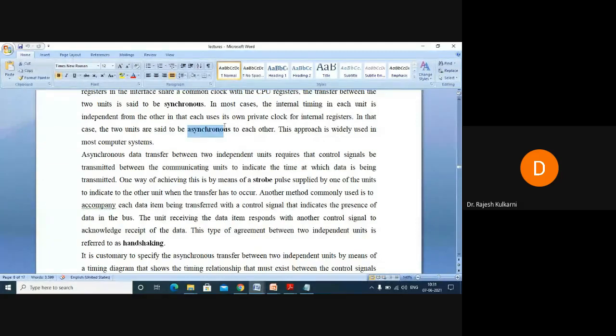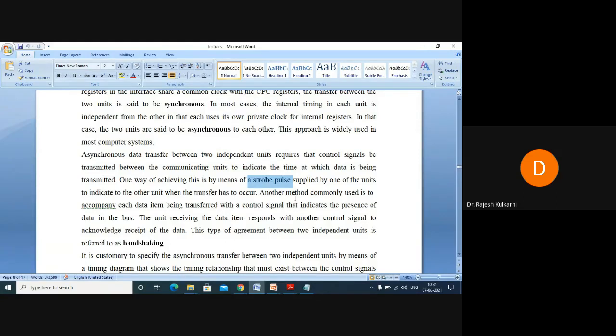Now, two devices are there. Let us say the CPU and some other device. If they are in an asynchronous data transfer mode, both the devices have to tell each other the timing at which they had sent the data. So that is facilitated with the help of a signal. That signal is called a strobe pulse.